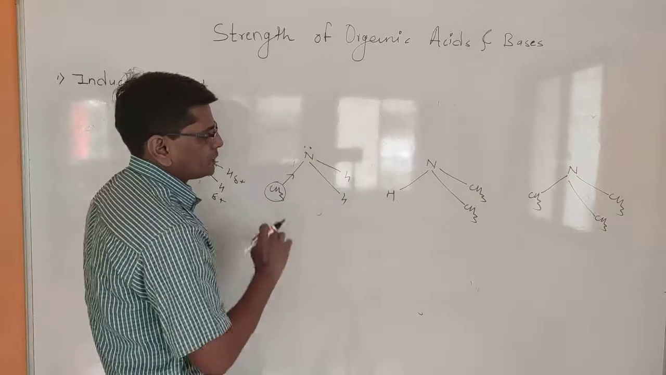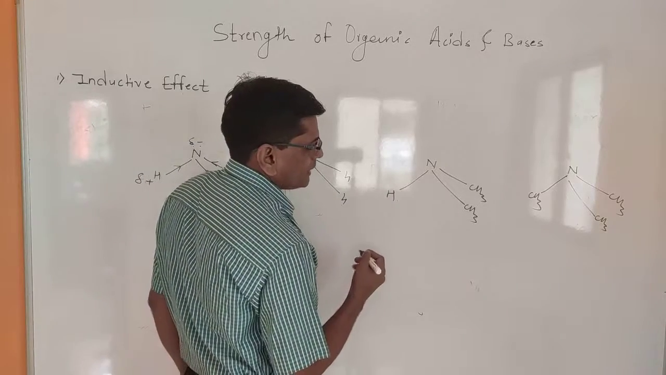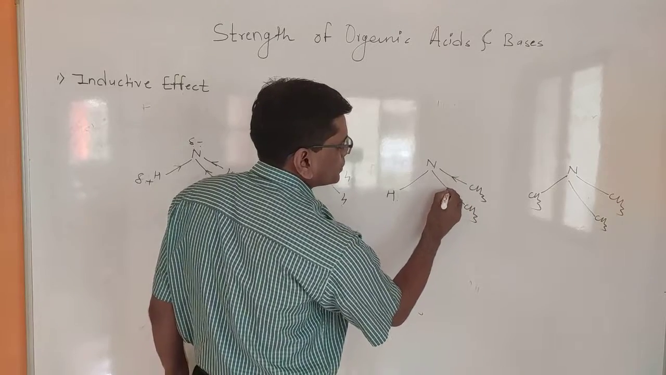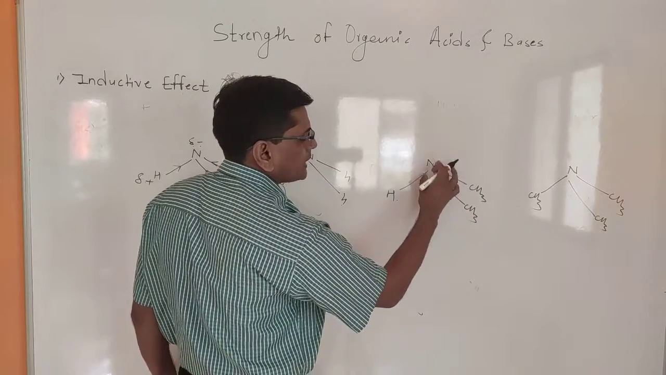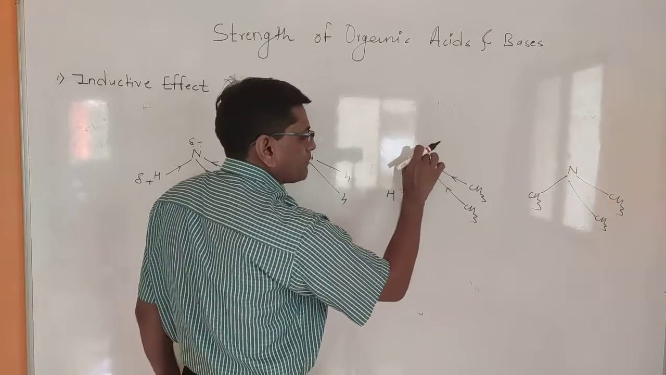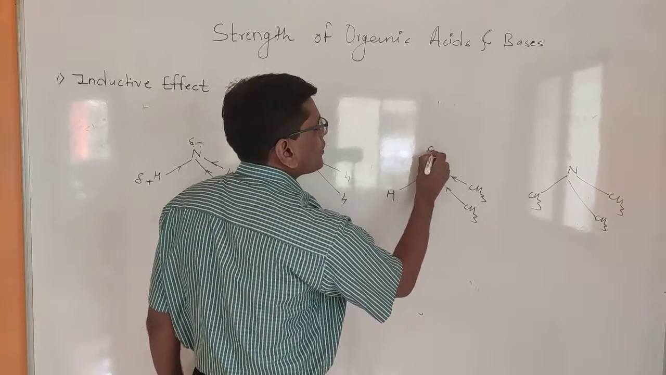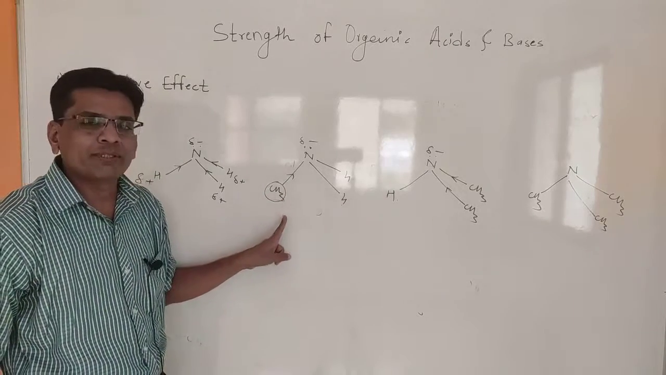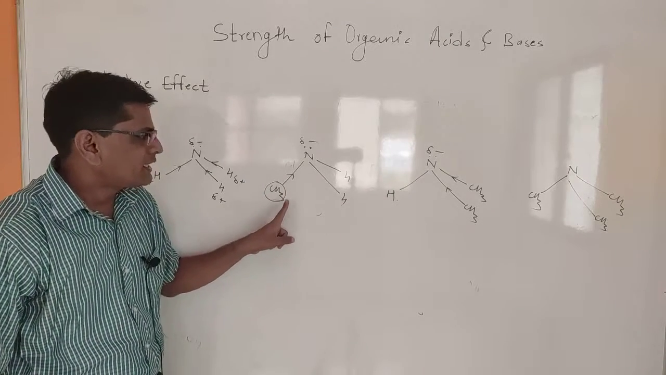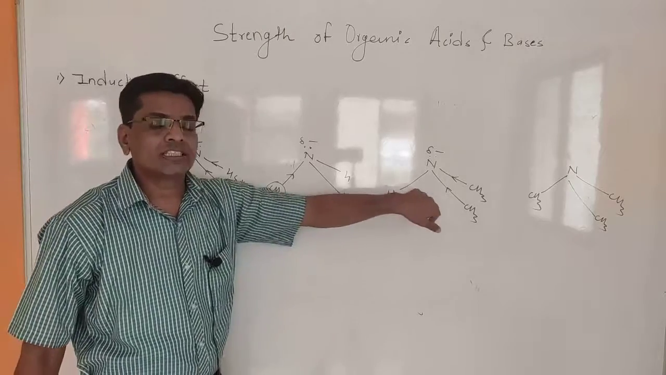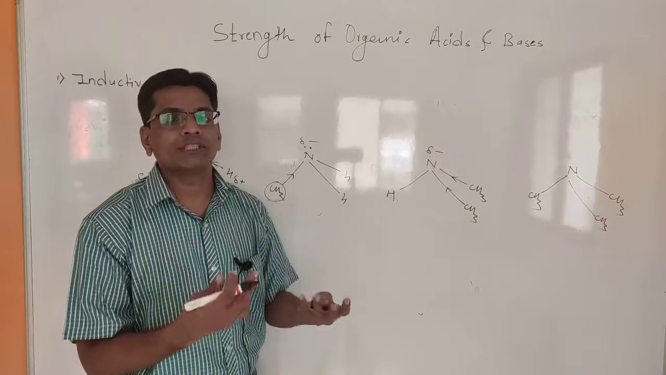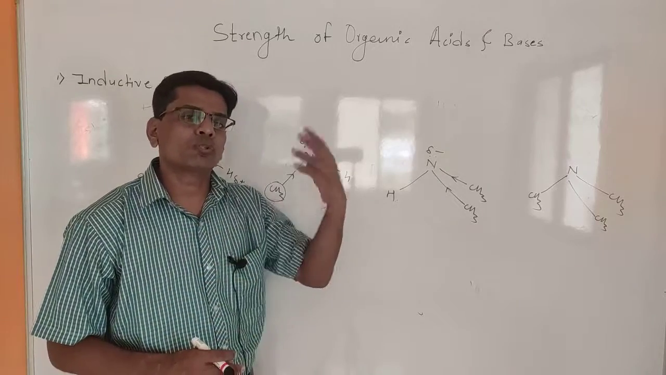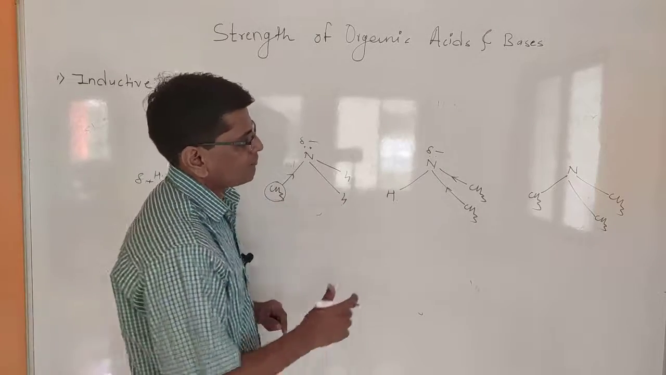Again, when we shift to dimethylamine, now two electron donating groups are present. These two electron donating groups donate their electrons to the nitrogen, which makes this nitrogen more electron rich. This nitrogen becomes more electron rich as compared to this nitrogen. That's why dimethylamine is a stronger base as compared to this, because the nitrogen is more electron rich, so it has a tendency to donate the electron more strongly as compared to this.